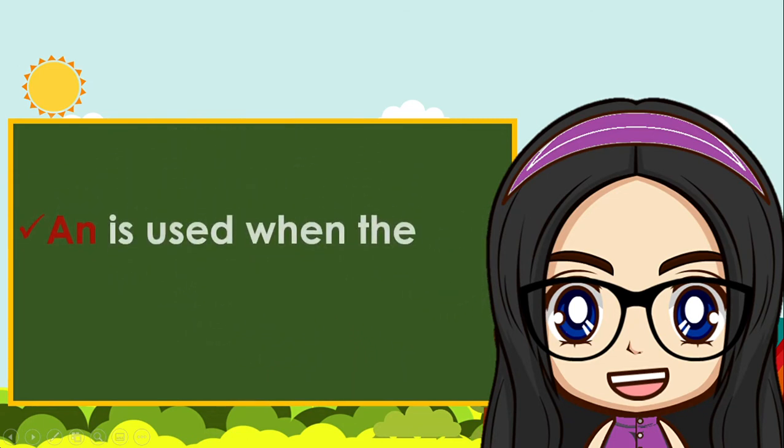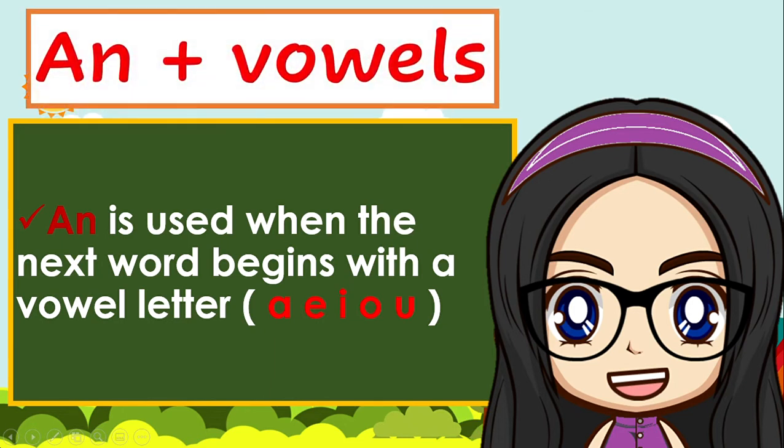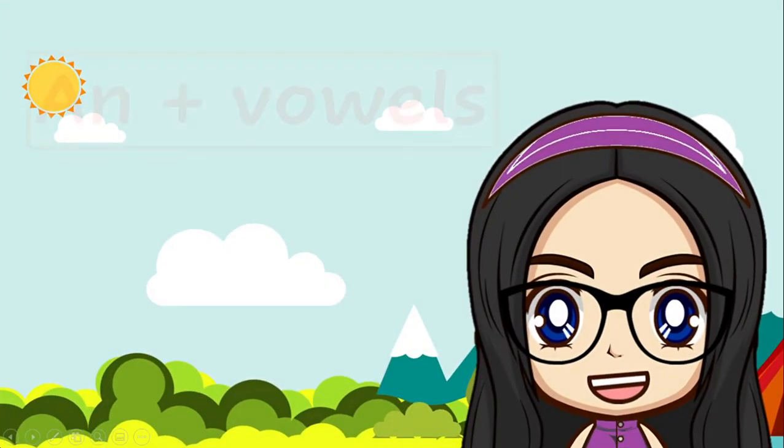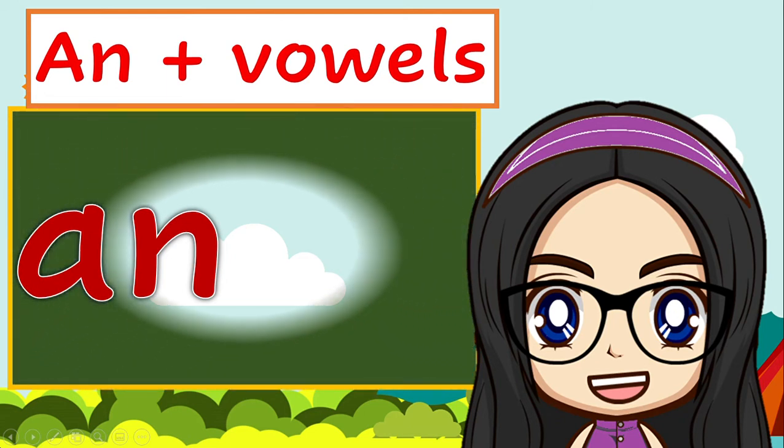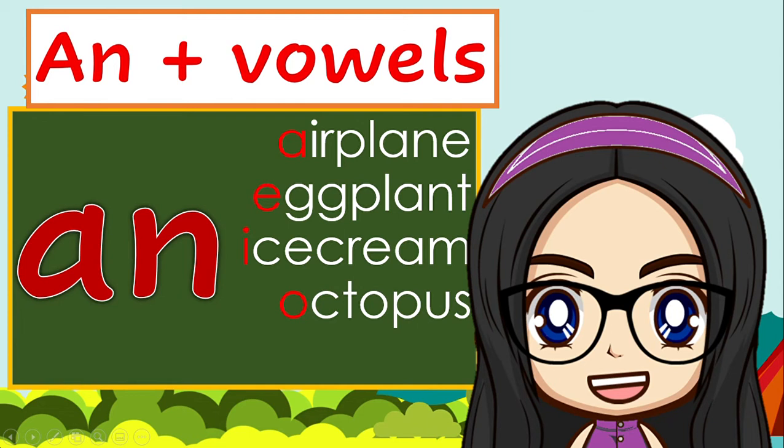Next, an is used when the next word begins with a vowel letter A, E, I, O, and U. So remember that. Examples: an airplane, an eggplant, an ice cream, an octopus, an umbrella. So again, always look at the first letter of the word and then decide: if it's a vowel, use an; if it's a consonant, use a.